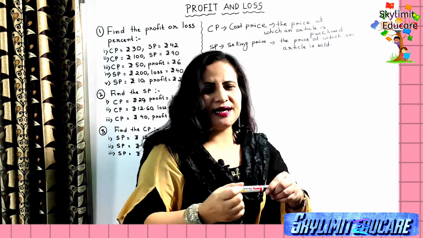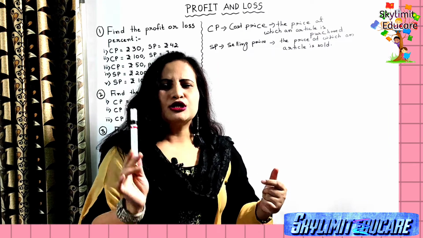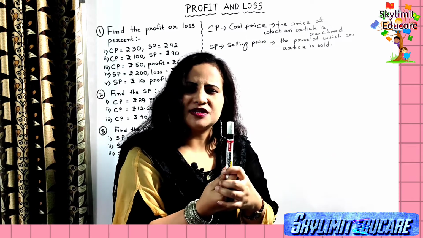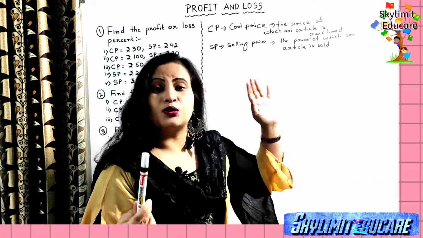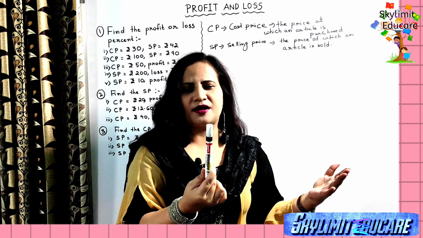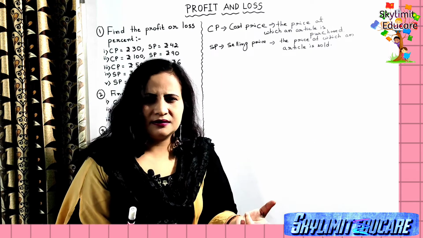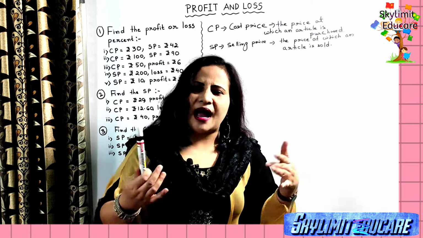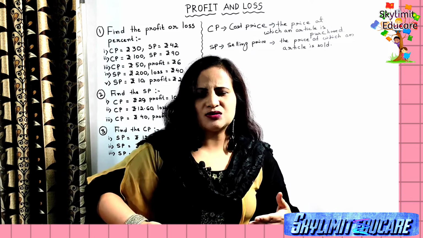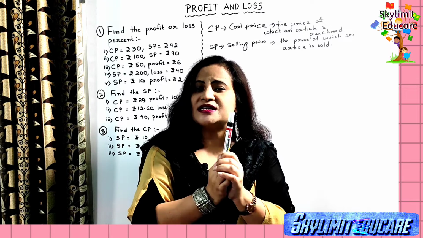Suppose I purchased this marker pen at rupees 50 from the shop. I gave the shopkeeper rupees 50. So the CP, or the cost price, of this marker pen is 50 rupees. After some days, if I didn't like this marker pen and wanted to sell it, suppose I sold it to one of my friends at rupees 40. So 40 is the selling price. I had purchased it at rupees 50, but I sold it at rupees 40.